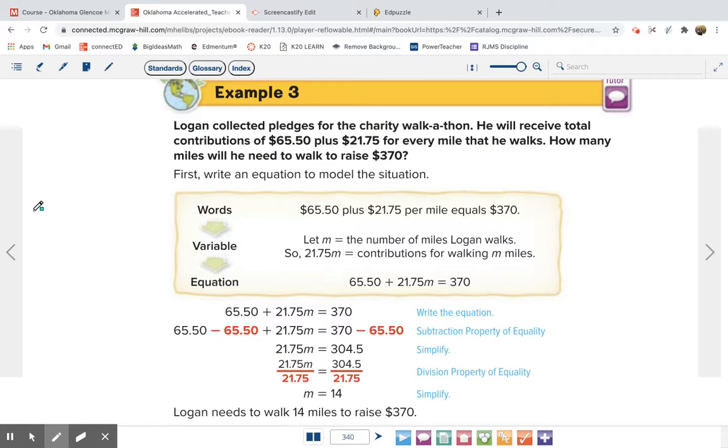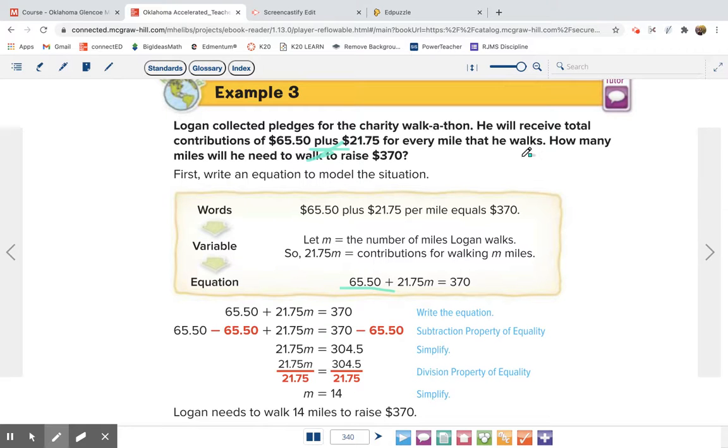On example 3, it says, Logan collected pledges for the charity walkathon. He will receive total contributions of $65.50 plus $21.75 for every mile that he walks. How many miles will he need to walk to raise $370? So on this one, we're having to set up an equation first. So it says he will receive a total contribution of $65.50 plus, so that literally means add, so $65.50 plus $21.75 for every mile he walks.